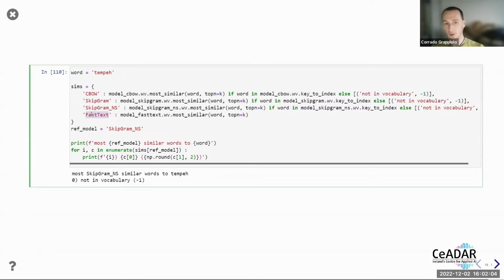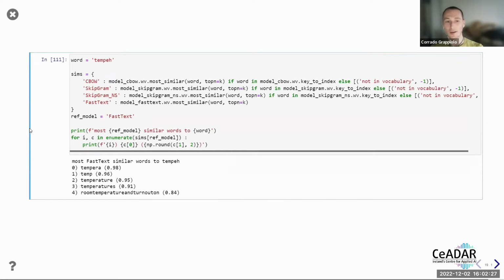FastText is an alternative approach that essentially breaks down the words into tokens. There are some approaches that I'm not going to delve into that learn how to represent these tokens. And through fastText, it is possible to retrieve similar words even if the word is not in the vocabulary. Now, whether that makes sense or not depends on the task, on the domain, on so many factors.